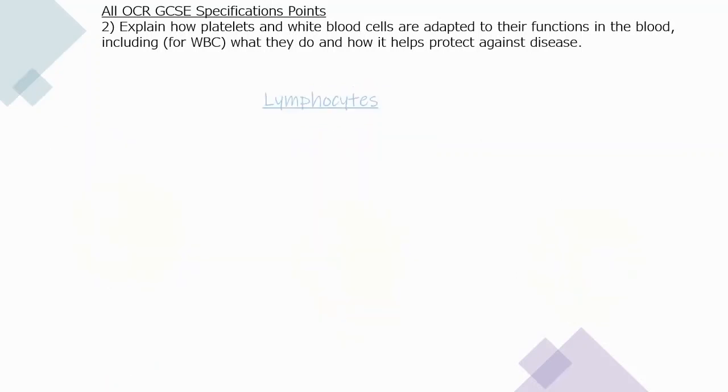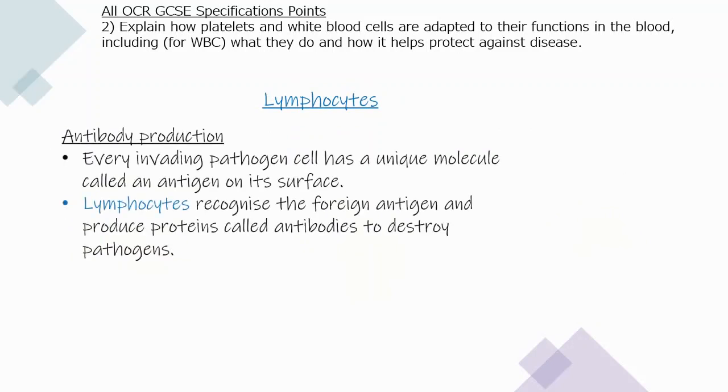So lymphocytes are another type of important white blood cell, and they are important for antibody production. So when a pathogen does invade, it actually has a unique molecule on its surface called an antigen. So lymphocytes are able to recognize this foreign antigen and determine that this pathogen is an invading pathogen. And this allows them to then produce proteins called antibodies to destroy the pathogen.